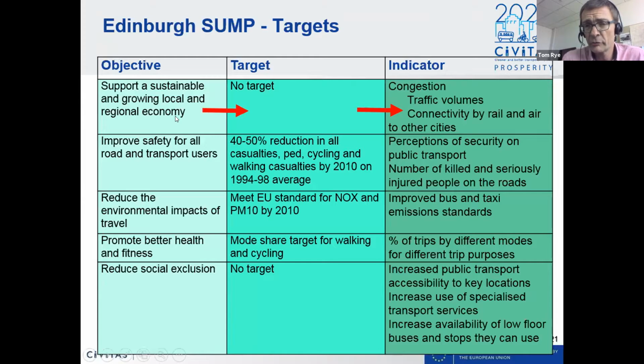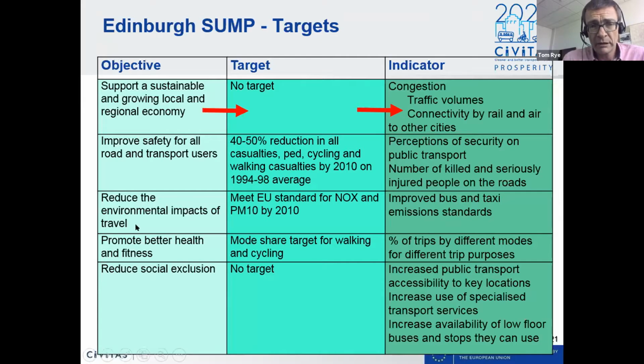But there are indicators, so data gathered on just traffic volumes from traffic counters the city already has, and connectivity by rail and air to other cities. That's one option, or one example. So traffic volumes is effectively an outcome indicator. Connectivity is more of an output indicator.